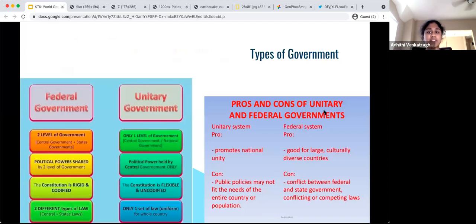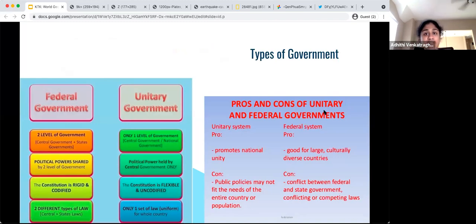Now on to the politics, which is the types of government. The main two types are the federal and unitary government. Federal government will have two levels of government, which is the central government and the states government, and the unitary government will only have one level of government, which is a central government or a national government.